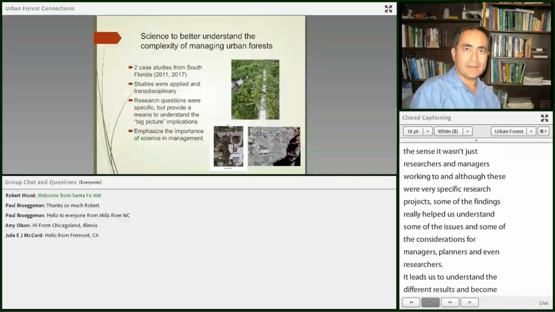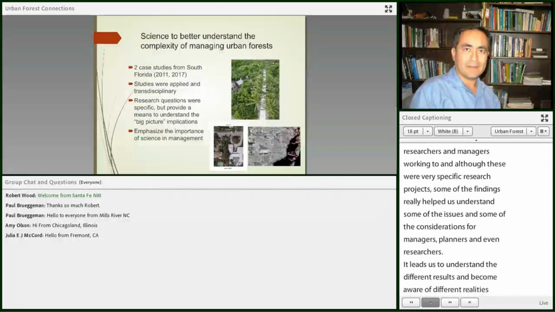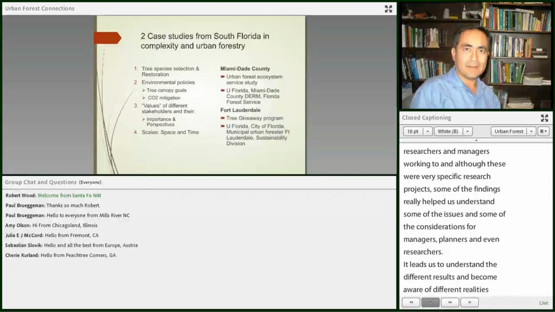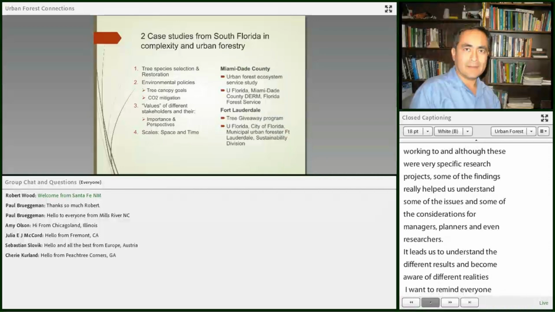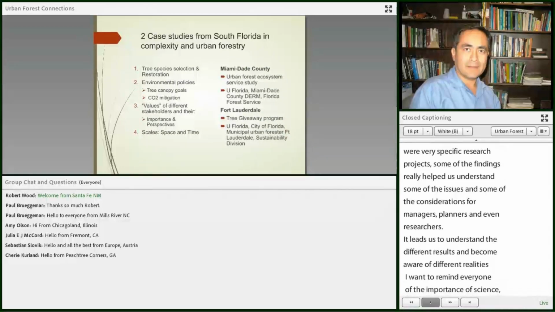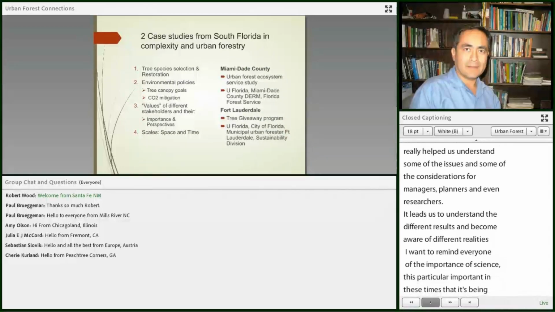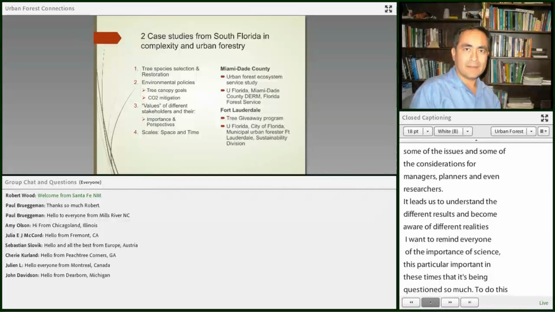Okay, so again, to emphasize the importance of this socio-ecosystem approach, and to remind everybody of the importance of science, and that's particularly important in these times when it's being questioned so much. So to do this, I'll use two case studies from South Florida, and again, then Rachel and Kat will talk about some experiences from here in Los Angeles.